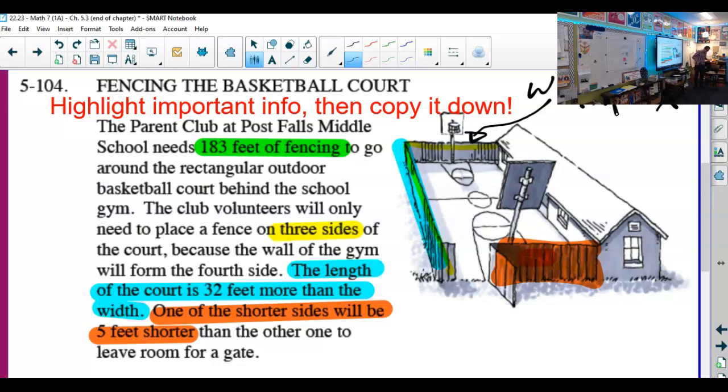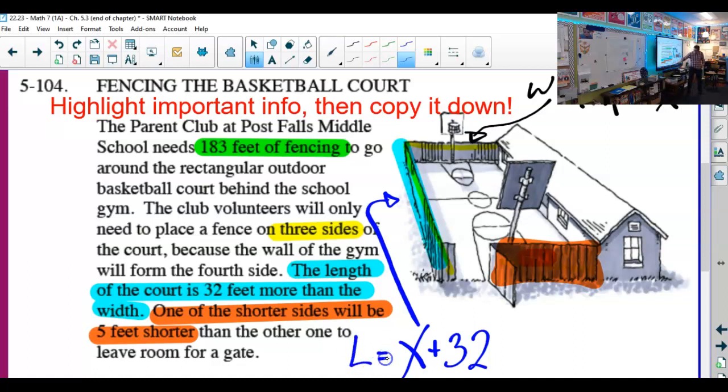I need some volunteers here. Lakin, what could I write down for the length? X plus 32. Be careful. I know it's kind of far away and it's not on your paper, so it's a little hard to see probably. So the length on your paper, you might write down L equals X plus 32.